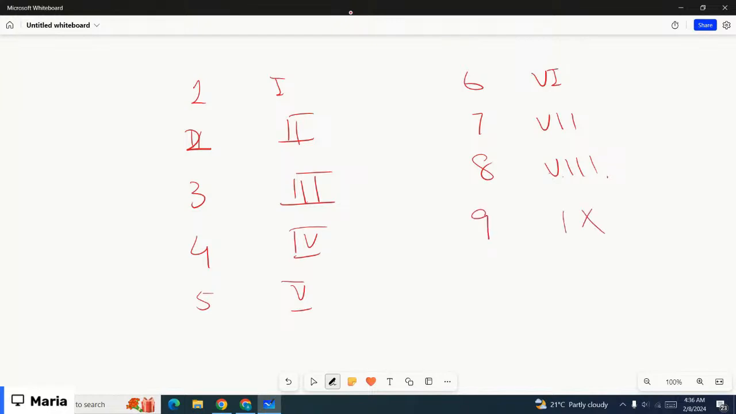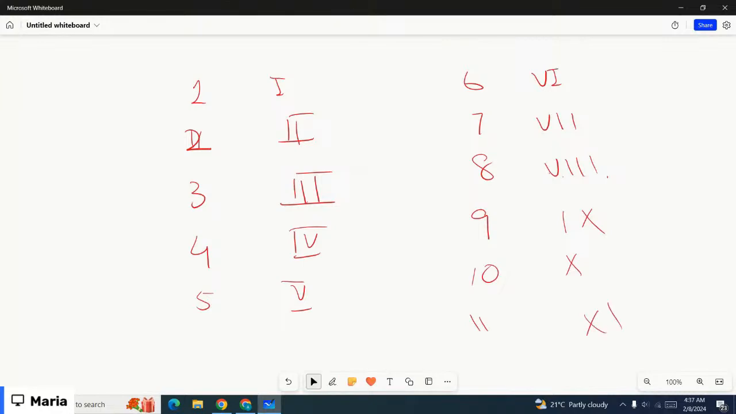That is I and X, right? Because X represents 10. Got it? These are the very basic Roman numerals from 1 to 10. You can note them down. They are very important, and the rest of the numbers you can make using these numbers, right? For example, you have to make 11. So 10 and 1 makes 11.